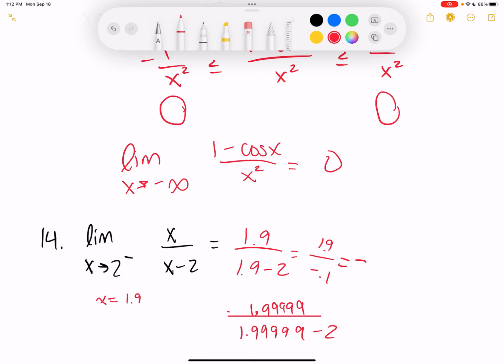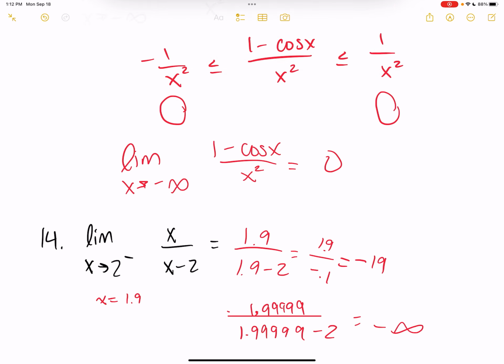I got a really big, like, negative 199,999. Okay, so we got a really big negative number, right? Negative infinity. Because we're dividing by a decimal. Okay, so it's going to give us a really big negative number, basically. And it's only negative because 1.99999 minus 2 is going to be negative. That's the whole reason it's negative. Okay.